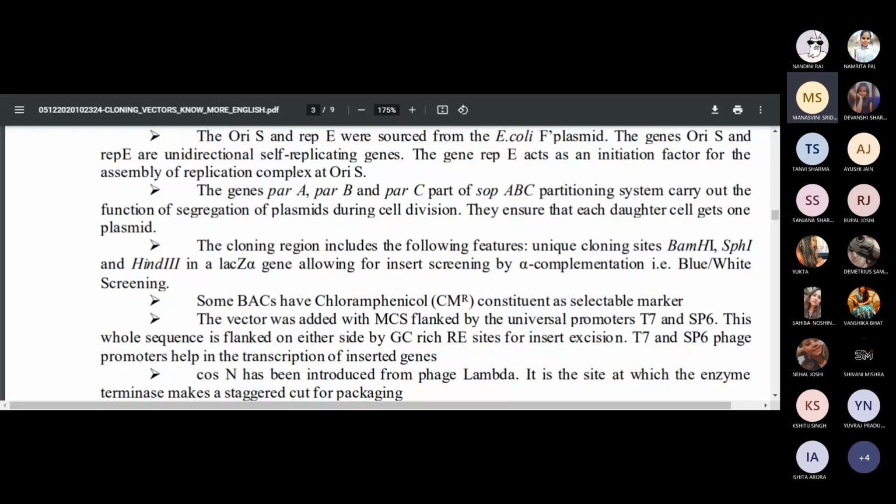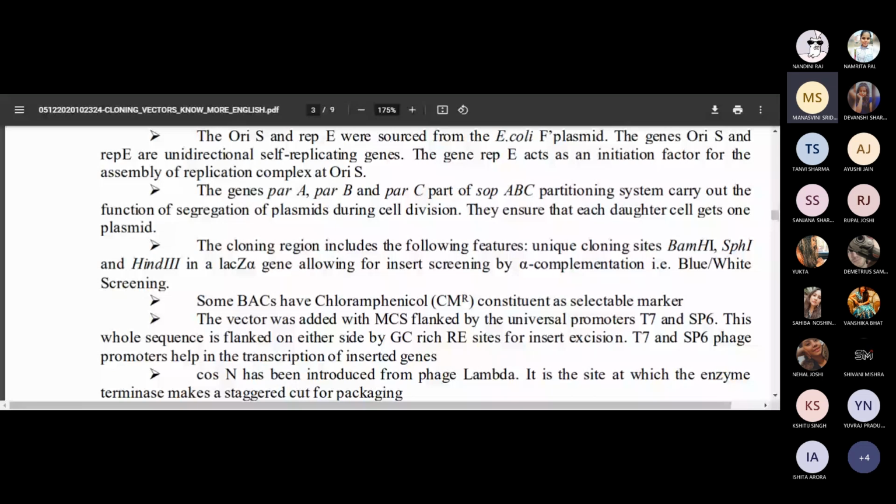Yes, sir. The Ori-S and Rep-E were sourced from the E. coli F plasmid. The genes Ori-S and Rep-E are unidirectional self-replicating genes. The gene Rep-E acts as an initiation factor for the assembly of the replication complex at Ori-S. The genes PAR A, PAR B, and PAR C are part of the SOP ABC partitioning system and carry out the function of segregation of plasmids during cell division. They ensure that each daughter cell gets one plasmid.